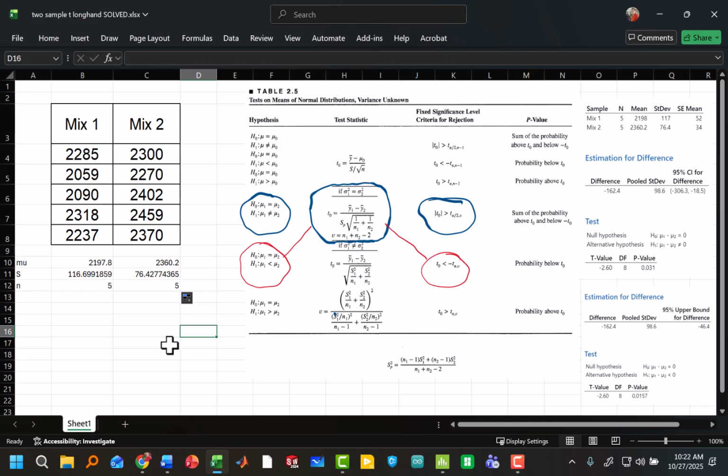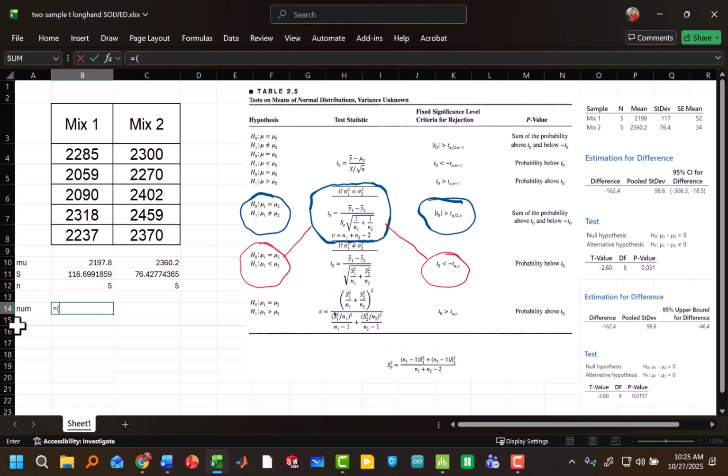In order to calculate the test statistic, since we're assuming equal variance, we need to calculate this S sub P, which is the estimate of the common standard deviation. If you like Excel and you like typing long formulas with lots of parentheses, you can do that in one line just to make things simple. I'm going to break it up and do the numerator here separately. So the numerator is n1 minus 1 times s1 squared plus n2 minus 1 quantity times s2 squared.